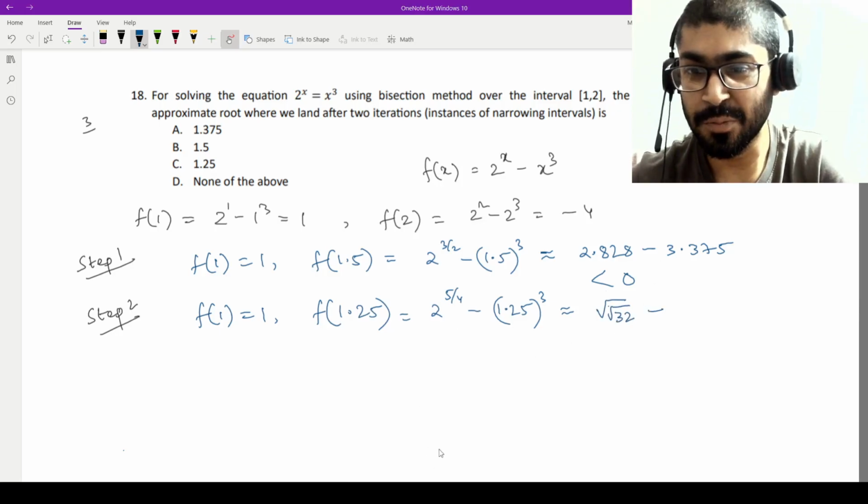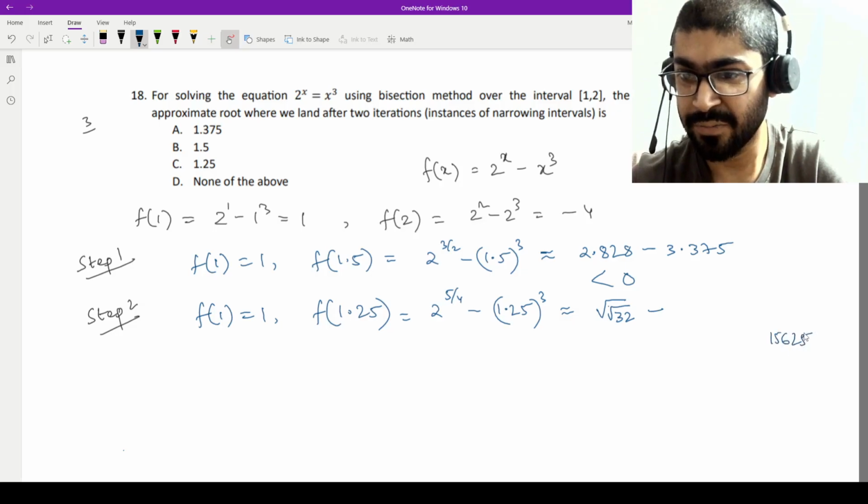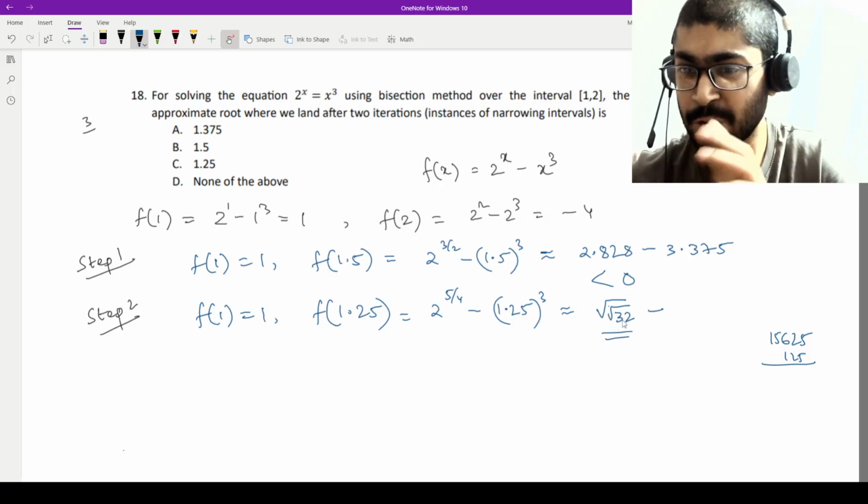So this is 1.25 whole cube, which you can multiply and check. So 125 square is, I know, 15625. This is 125 square. You just have to multiply this and check. Alright, now how will we get this value? So we just have to get an approximation here.